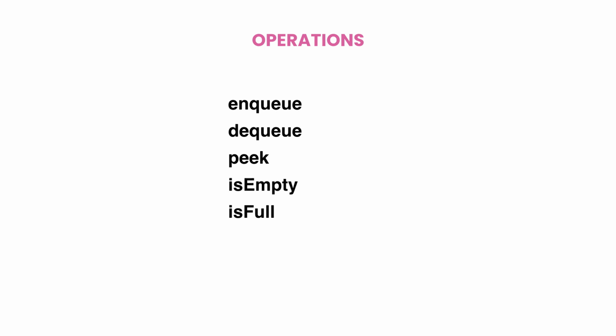Now let's look at various operations that queues support and their runtime complexities. We have enqueue for adding an item to the back of the queue, dequeue for removing the item at the front of the queue, peek for getting the item at the front without removing it, as well as isEmpty and isFull. Similar to stacks, all these operations run in constant time, or O(1), because items are added or removed from the ends, and this is very fast.